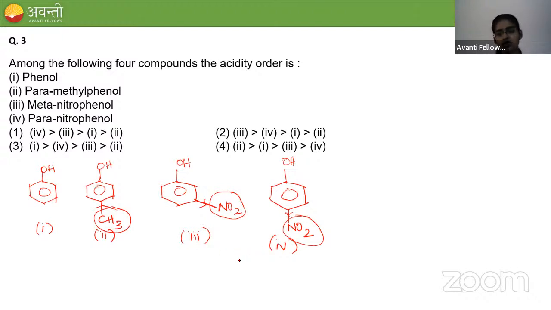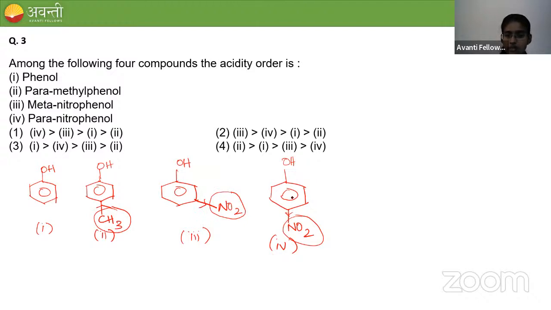having the electron withdrawing group. In case of third compound, nitro group is attached in the meta position. You would have studied this in your class. Introducing electron withdrawing group in the meta position has no effect on this acidic nature. Okay, they'll not withdraw the electron more effectively when it is attached in the meta position, as the electrons are not getting delocalized over there in the meta position.